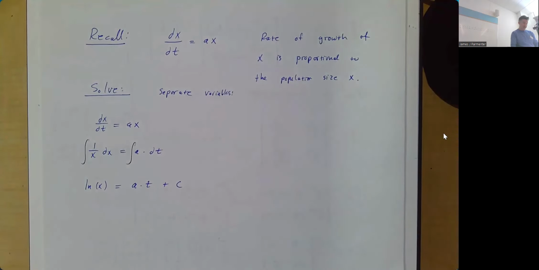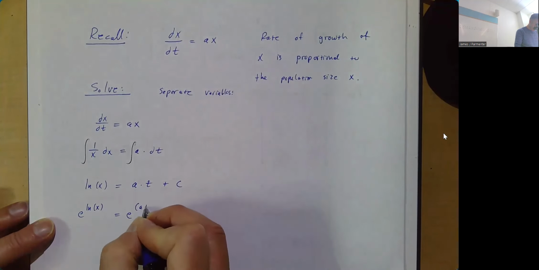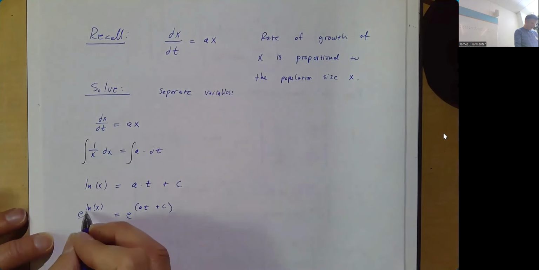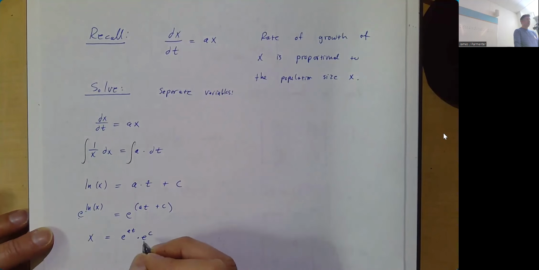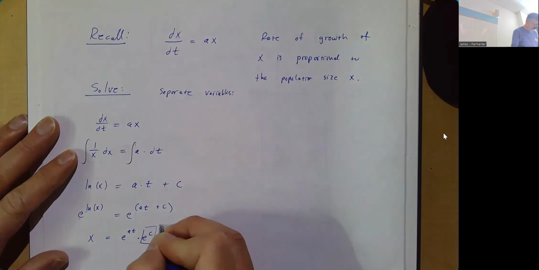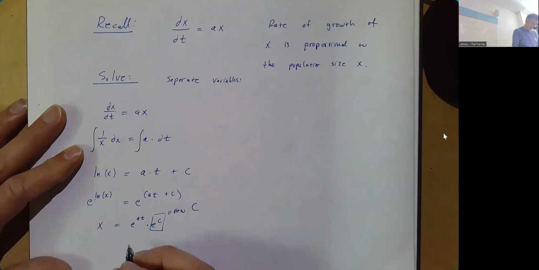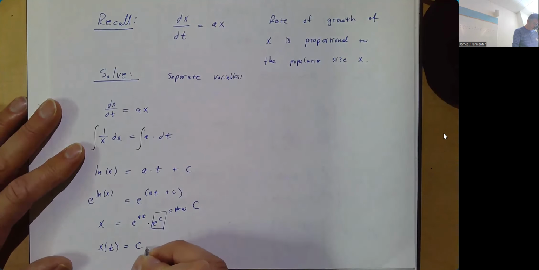We're going to solve for x. So we're going to e both sides. So e to the natural log of x equals e to the at plus c. E to the natural log of x is just x. E to the at times e to the c is e to the at times e to the c. And typically we think of e to the c as just another constant, right? If c was 5, e to the 5 is also a constant. And I'm going to annoyingly also call it c, because that's what people do. So we're going to say this is a new capital C, and we're going to rewrite this as x of t, x is a function of t, is equal to capital C times e to the at.